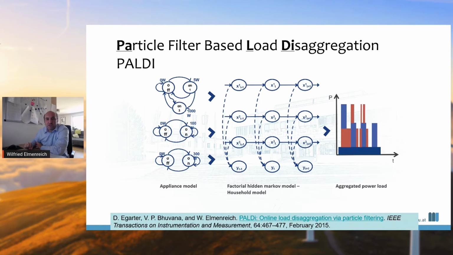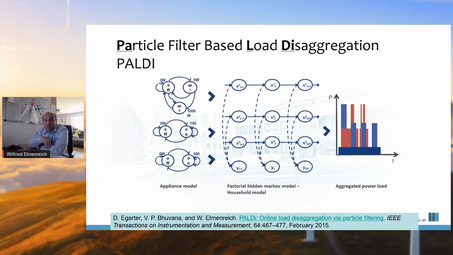So we would assume that it is rather unlikely that a lot of devices change their state from one moment to the other, but rather a few, or in the optimum case, just one device that switches its state from one instant to the next instant. So we can model this with appliance models where we have transitions, and then we can build Markov models out of this, and we are arriving at the vectorial hidden Markov model for modeling a whole household.